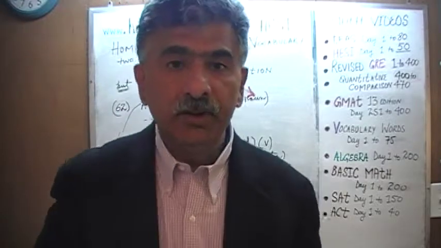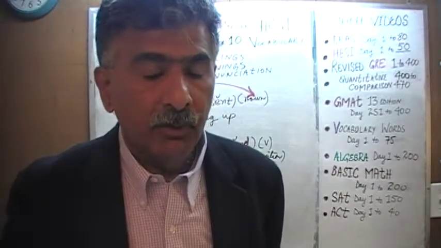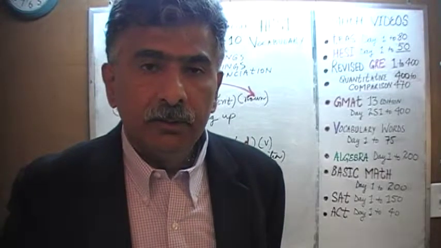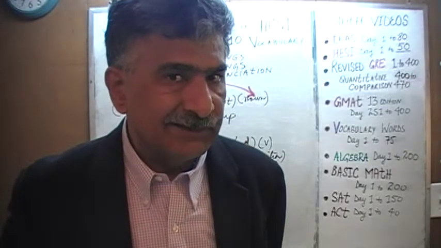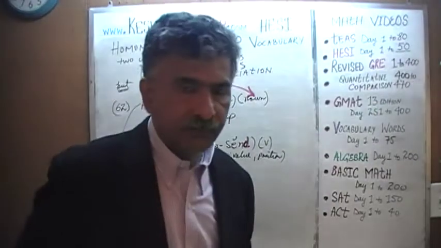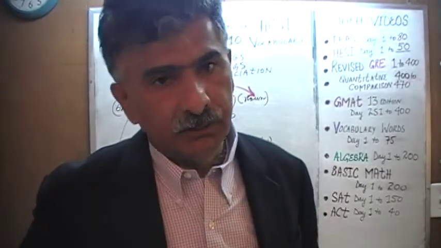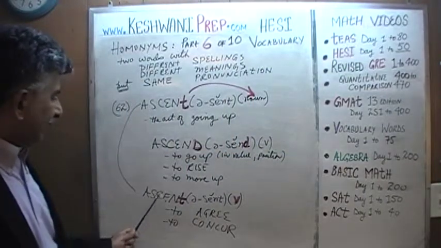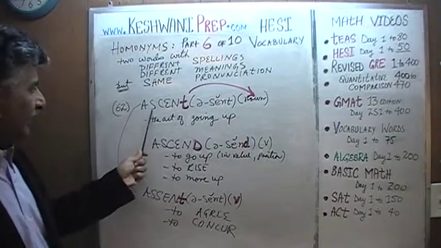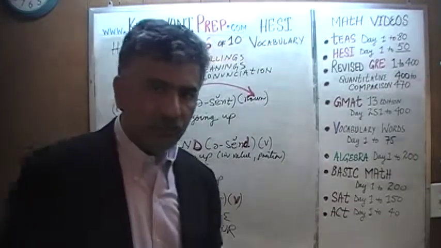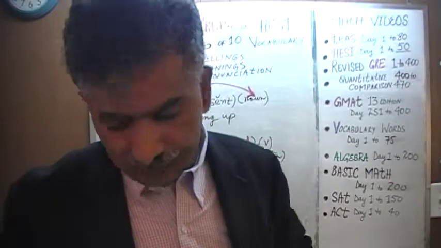If you agree with someone, such a notion is called assent. I assented. I agreed to it. I concurred. Assent with S-S-E-N-T, an S-S and an S-C. They both are pronounced the same way. Ascent as in the act of going up and assent as in to agree.